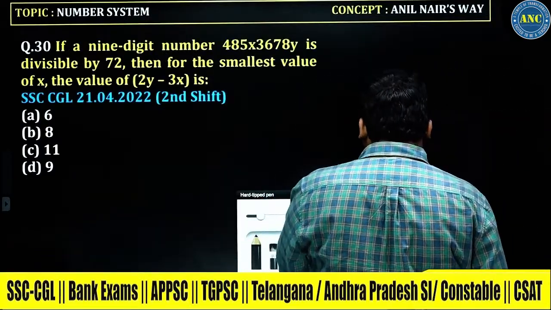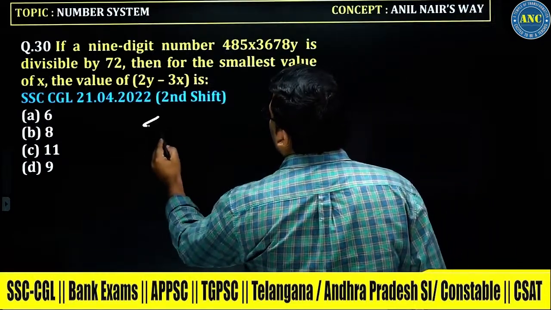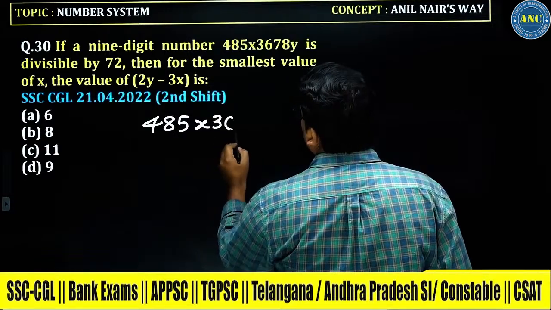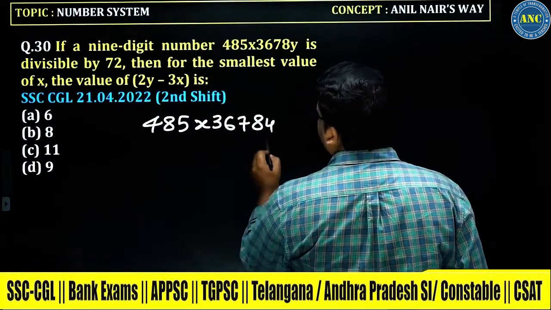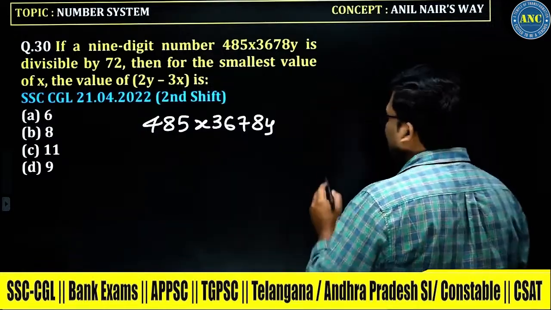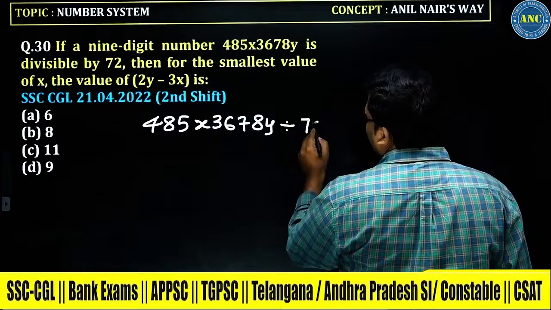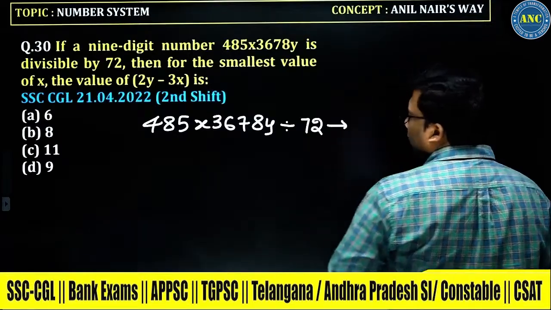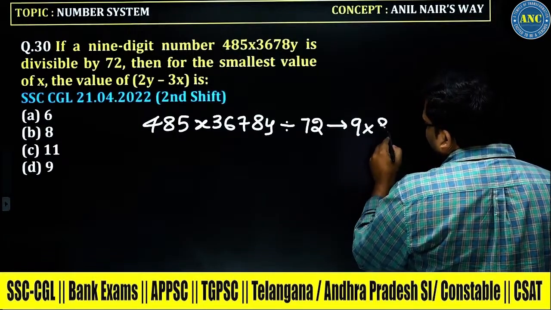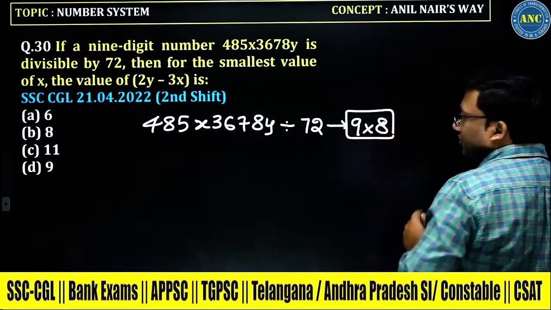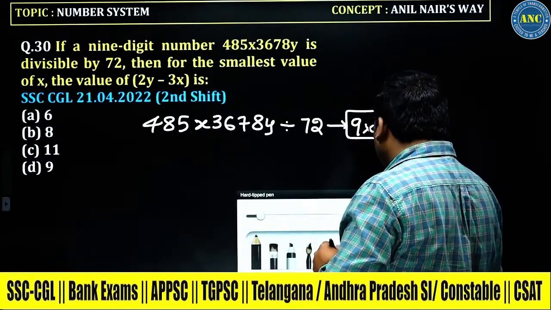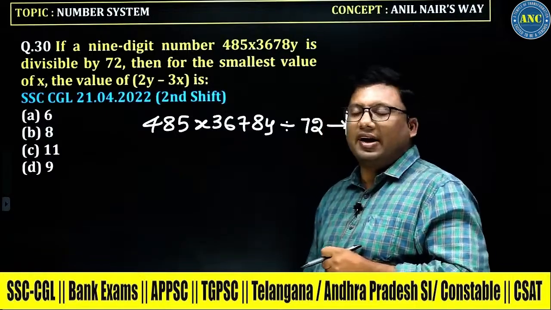Next question. Read the question. There is a 9-digit number: 485x36785 ... actually 485x3678y. This number is divisible by which numbers? 72. 72 is a composite number. Write it as a product of coprimes. That means we need to check the divisibility rules of 9 and 8.